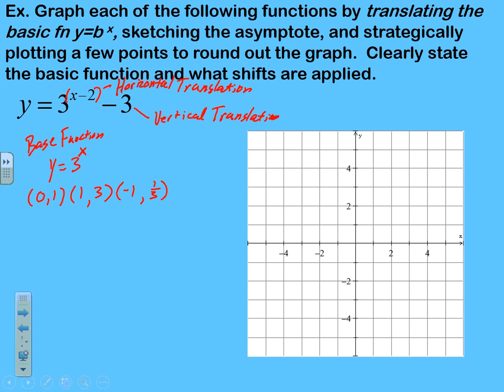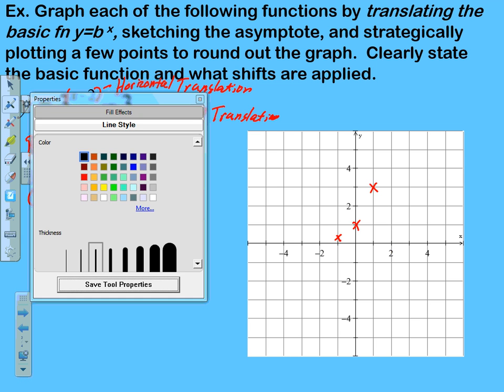So (0, 1) right here, (1, 3) right here, and (-1, 1/3) is approximately right here. And of course, that would have a horizontal asymptote of y is equal to 0. So we could kind of draw our curve going through those 3 points. Now, I don't want to draw the curve on here just yet because I want to see how we are going to transform them. Now, the transformations we can actually do 2 different ways.